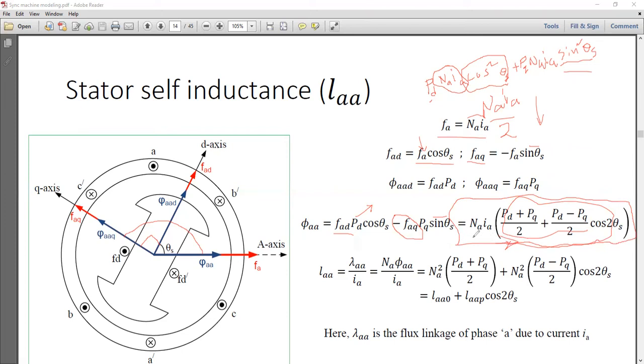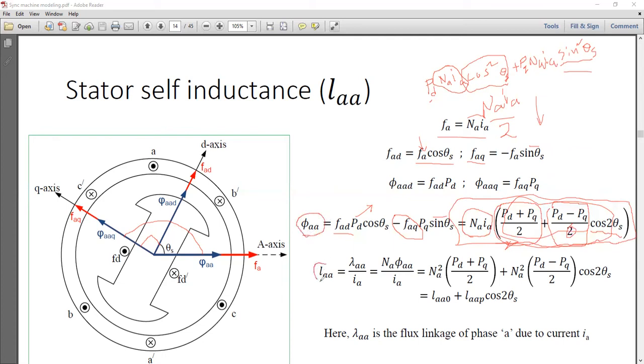Okay, so you have NAIA. Then you will have some portion of the expression where you have the summation of PD and PQ divided by 2, and some other portion of the expression will be converted to the subtraction of PD and PQ divided by 2, and there is cosine of 2 theta s. Okay, so this is your phi AA.